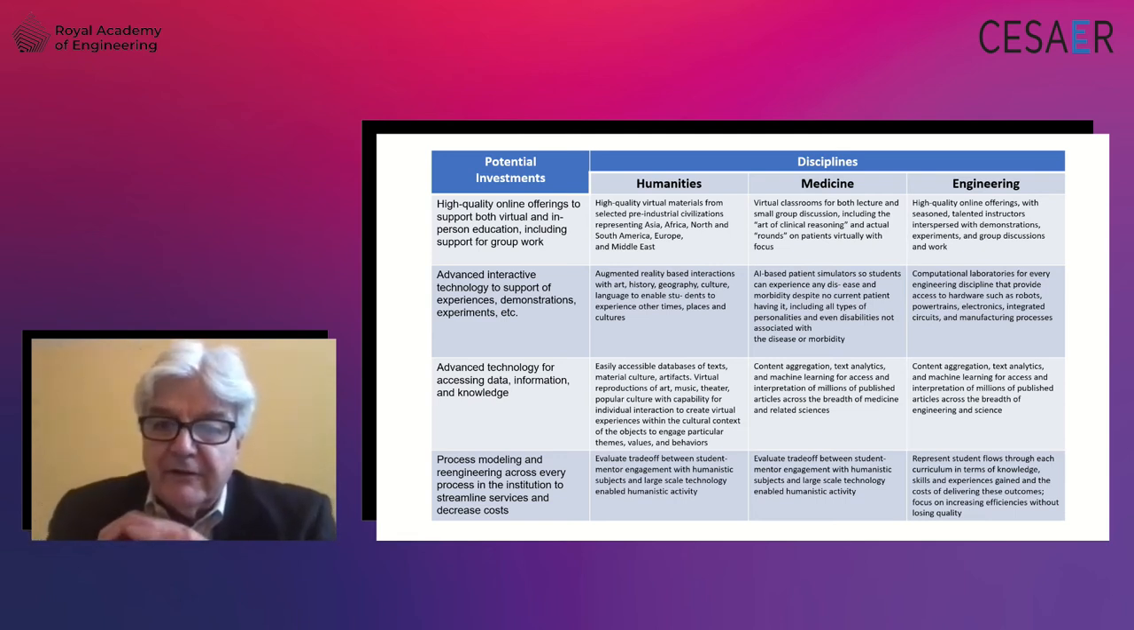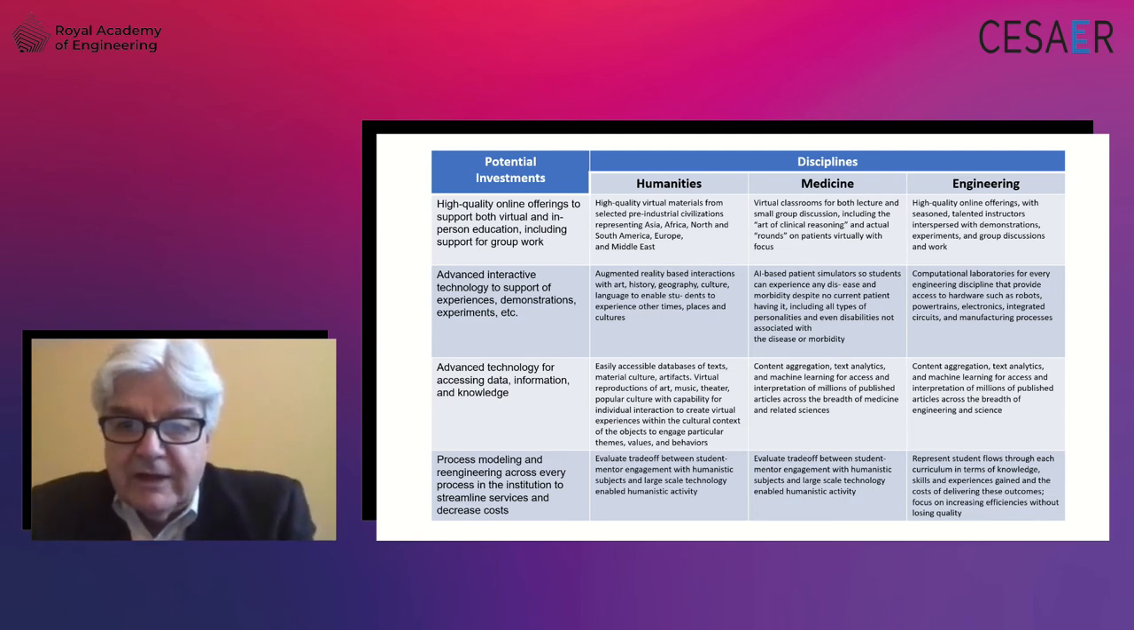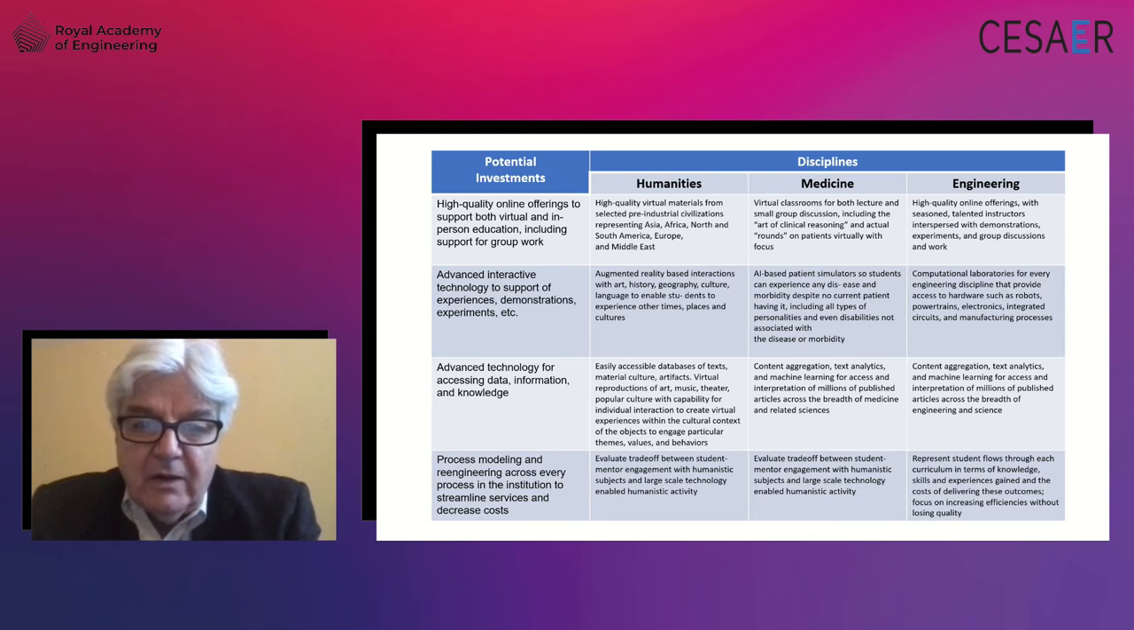In medicine, there's some other things that we would like to be able to accomplish besides what we see in engineering. Virtual classrooms for both lectures and small group discussions, including the art of clinical reasoning, and actual rounds on patients virtually. So in other words, medical students can actually interact with patients that have various morbidities and that they may not even have in their local area or in their local hospital. Humanities, high quality virtual materials selected from pre-industrial civilizations representing different parts of the world. Now, one of the interesting things in this row and all the others is that much of the investment has happened in engineering already and somewhat in medicine, but humanities has been underinvested in. But that is going to change as the technologies mature.